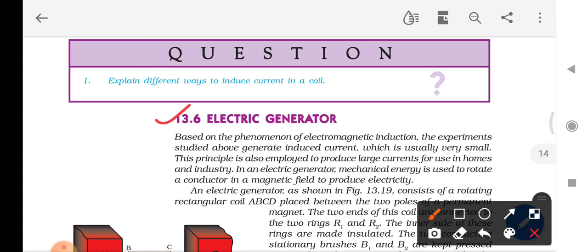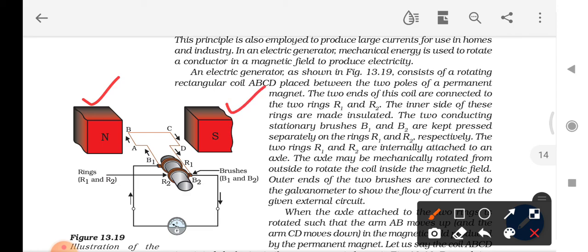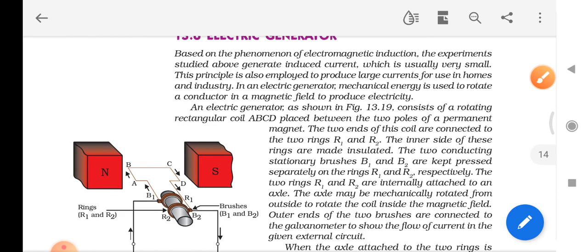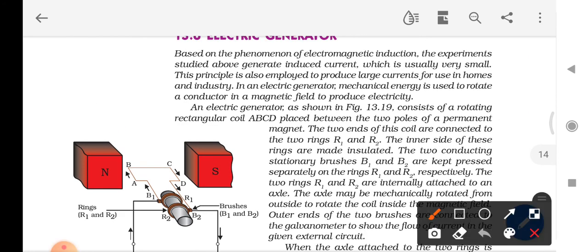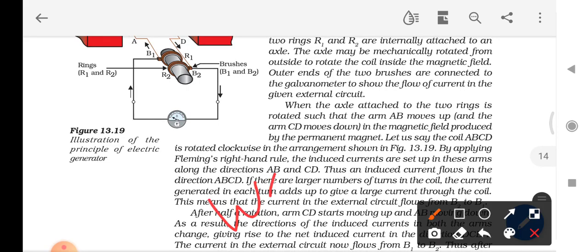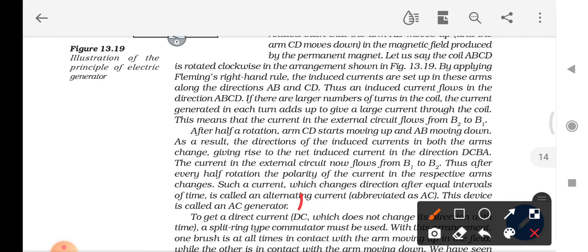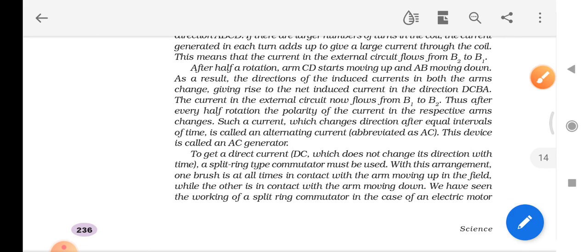And the next topic is electric generator. And see, this is a diagram of an electric generator. The rectangular coil is placed in the magnetic field and the electric current is induced. In this line they have given the principle. This is the construction and this is the working. You have to read this passage, then you will understand what I discussed in the video.